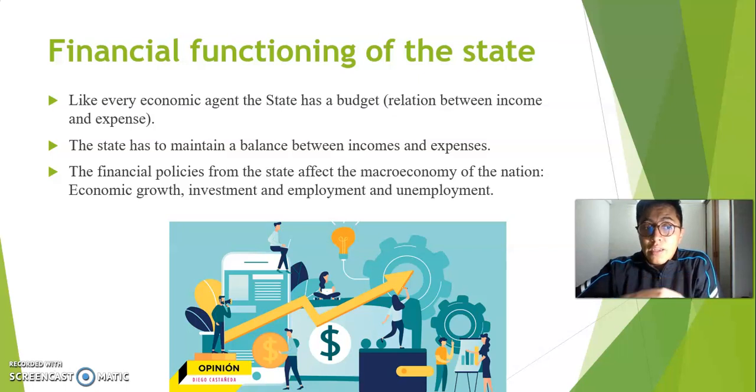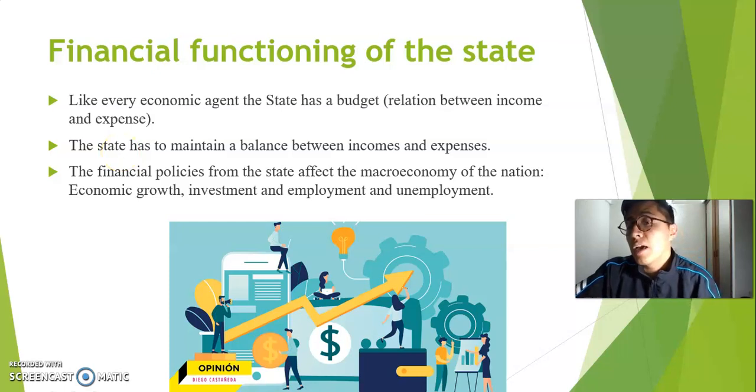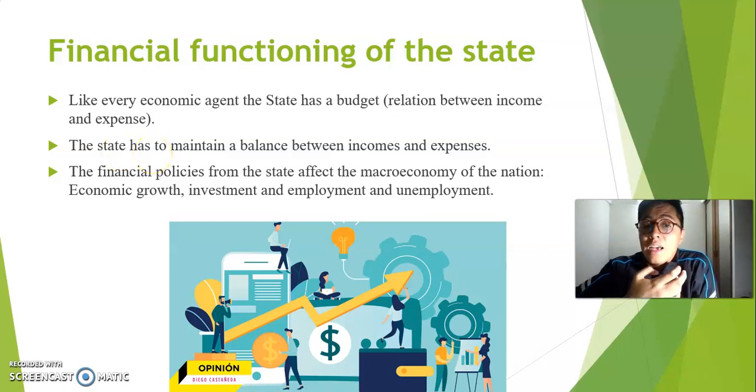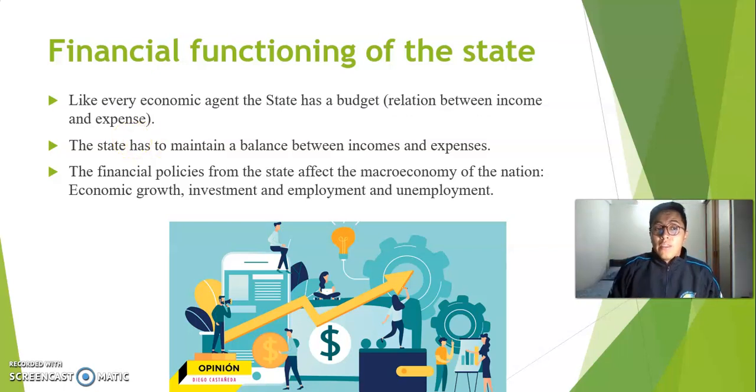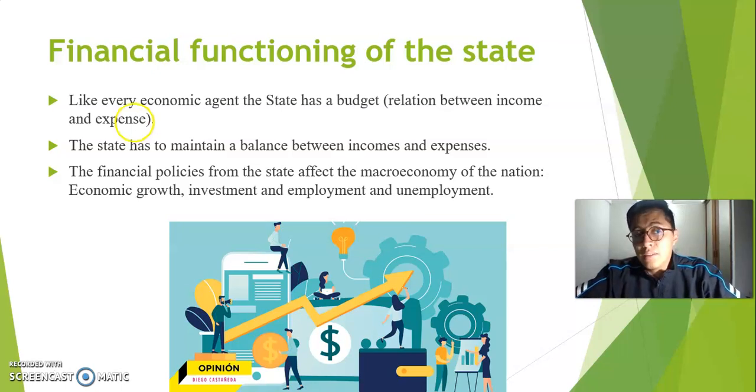And the second characteristic says that the state has to maintain a balance between incomes and expenses. That means that the state has to earn enough money to invest in the things that the country needs, but also needs to spend just enough to not get into debt with other countries or with some internal problems. Because as you can think, the state, the same as you, when you have some money, can spend more money than the money it has.